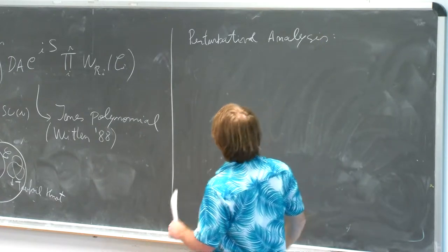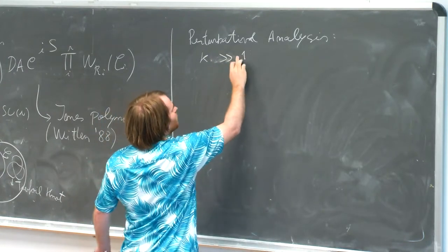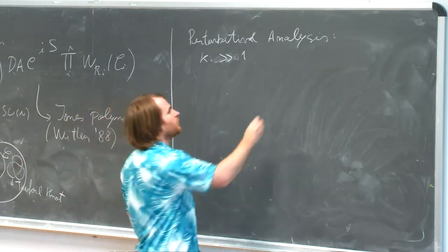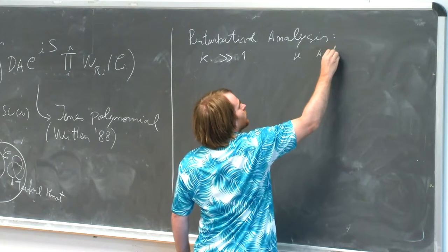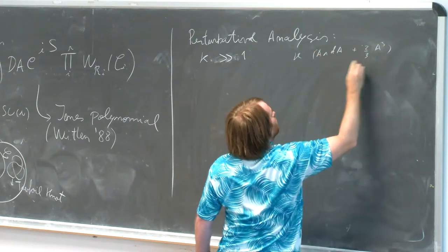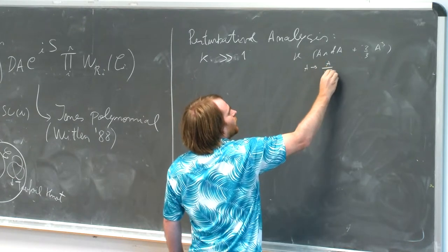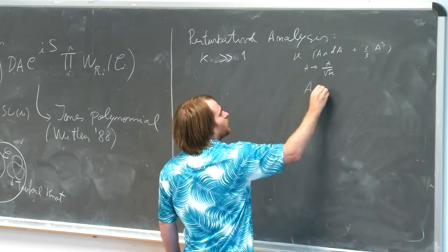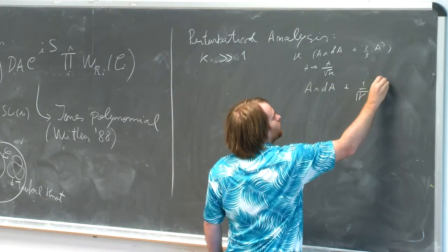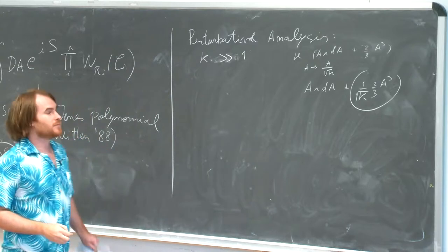So what is perturbative analysis? Basically you take K to infinity. I mean, well, it's K much bigger than 1. So this corresponds to a perturbative regime. So if you have K, you have this A wedge dA plus this 2/3 A cube, right? So what do you do usually in quantum field theory? You rescale A by A over square root of K. Then this becomes canonically normalized. And then you get 1 over square root of K, A cube 2/3, and this is your interaction term.